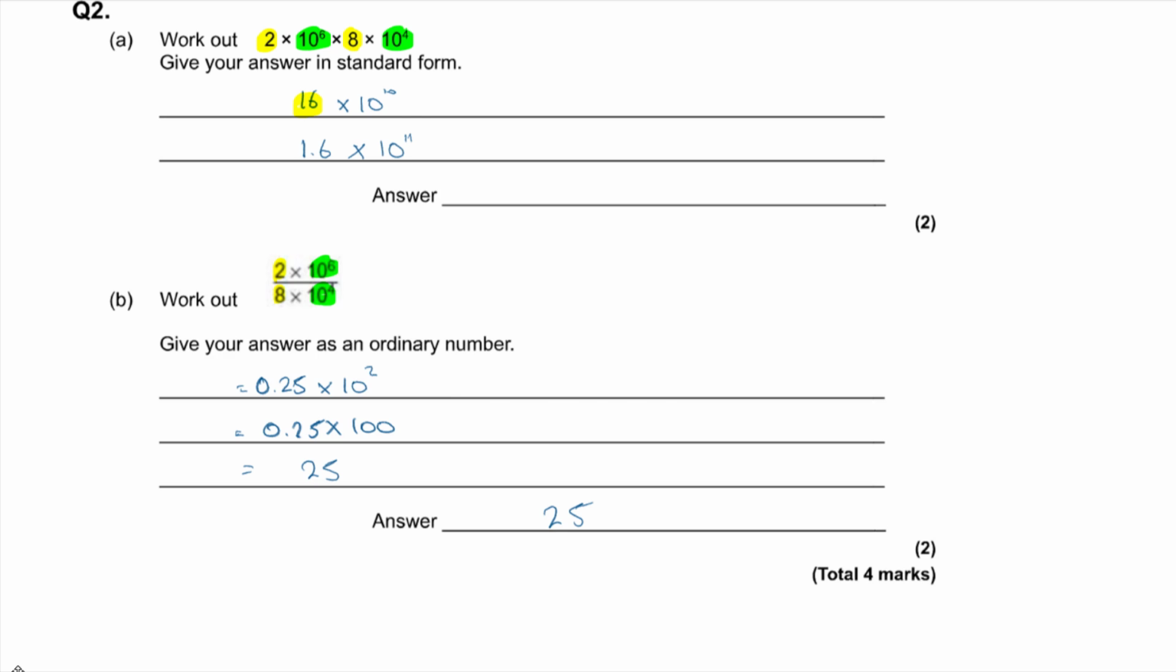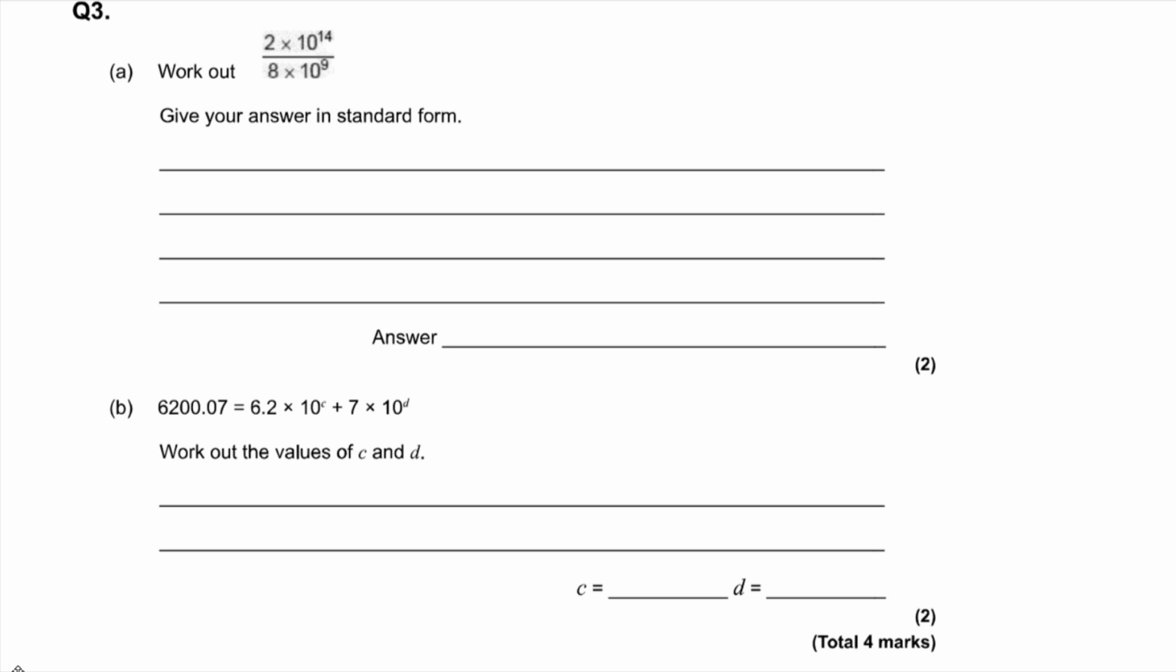Question 3, work out 2 times 10 to the 14 divided by 8 times 10 to the 9. Another very similar question. 2 divided by 8, that is 0.25. 10 to the 14 divided by 10 to the 9, that's given us 10 to the 5. And again, that isn't a suitable mantissa. I'm going to borrow a 10 from my 10 to the 5, make it 10 to the 4, and multiply my 0.25 up by it. That's going to be 2.5 times 10 to the 4.